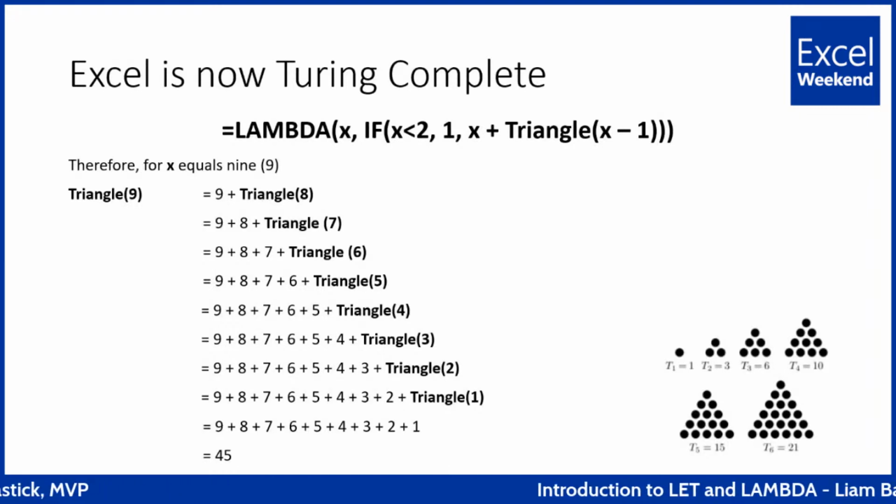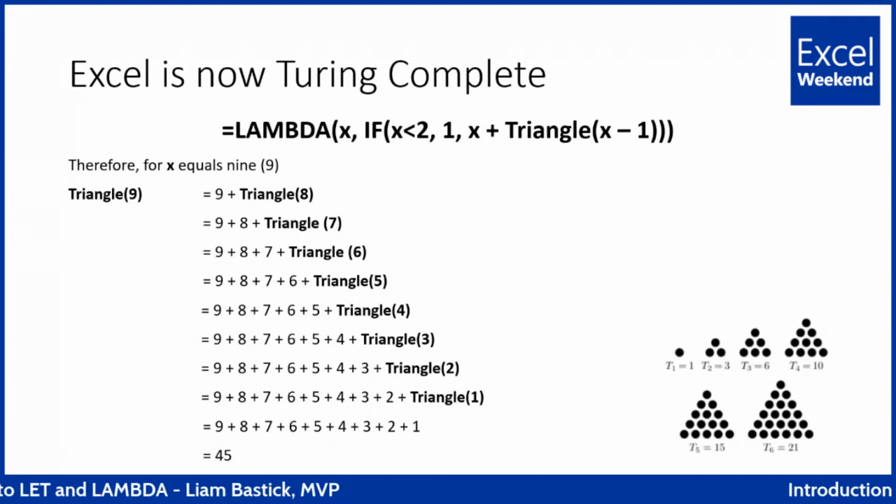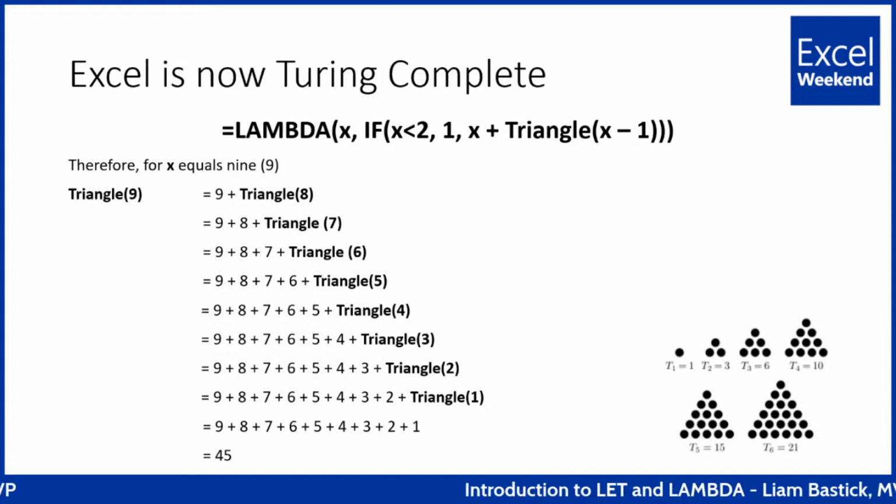So we could define a Lambda, and we'll name the variable x, that's what we're looking for, and say if x is less than 2, then it's just 1. That's what we'll do, so it doesn't keep going back forever. Otherwise, it's going to be x plus the triangle number for x minus 1. So it's actually going back.